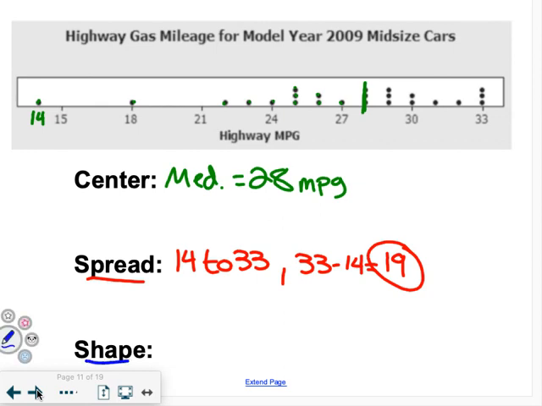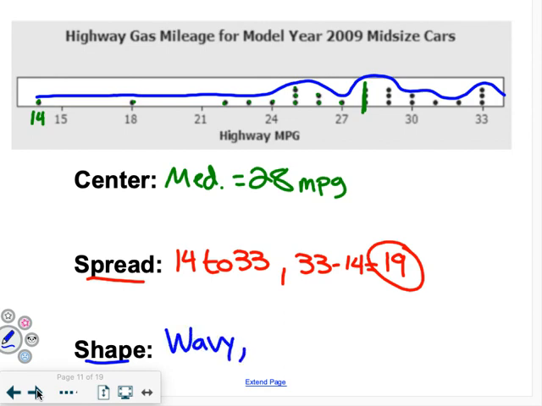Now, this one is a little tricky, and it's not going to be skewed left or right or bell-shaped. We have some data here, then we have some bumps here, so you have to use describing words as best as you can to describe what the shape looks like. You could say that it is wavy. Some people have said it looks like a city landscape, with skyscrapers and different buildings moving up and down. So describe it as best as you can with some describing words.